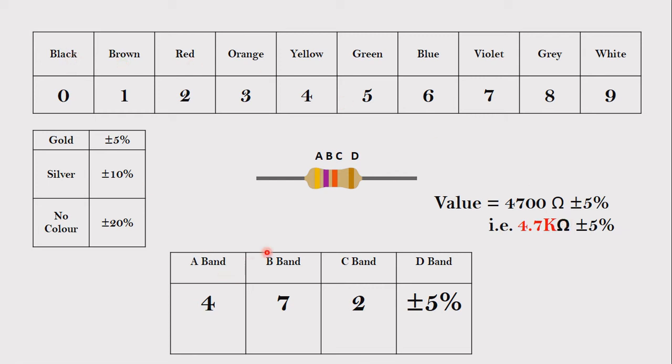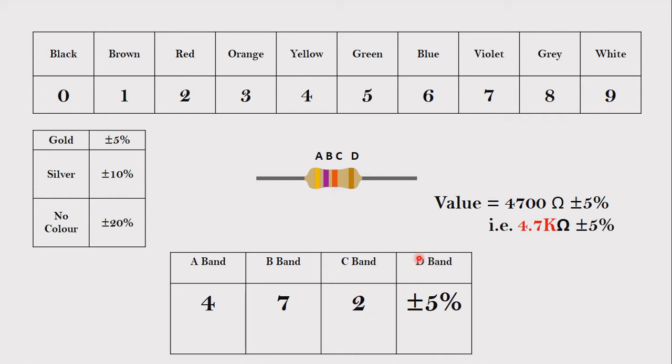Now the A band is yellow color. The value of yellow color is 4. Note it down as 4. The B band is violet. The value of violet is 7. Note it down as 7. Now next, C. C is the multiplier band, which is red color. The value of red color is 2. So you write it down as 2.